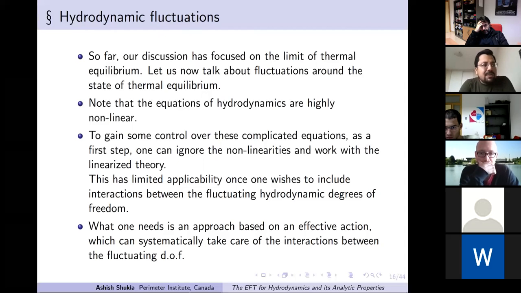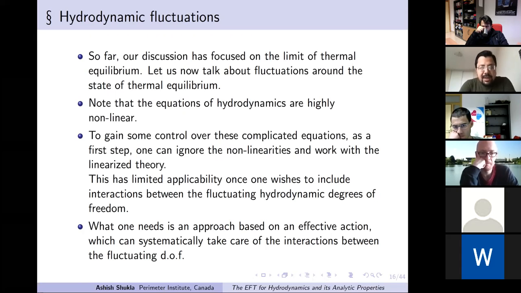So if you start with your equation del mu T mu nu equals 0 or del mu J mu equals 0, and as Jose was pointing out, if you start expanding it about a given equilibrium state and fluctuations about that particular state, then these equations are highly nonlinear. They will have interaction terms in particular between these fluctuations. Now, to gain some control over these complicated equations, as a first step, as a baby step, what one can do is ignore these nonlinearities and work with the linearized theory.